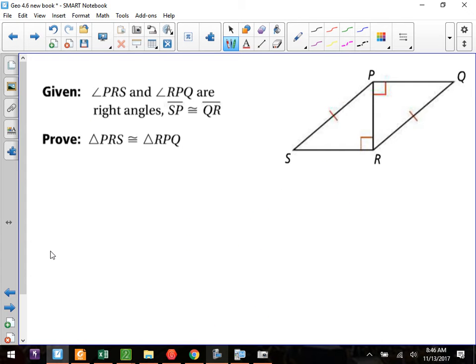So let's do a proof. Let's try a proof on it. So we have our givens and a proof. And I might do one extra step instead of just the proof triangle.